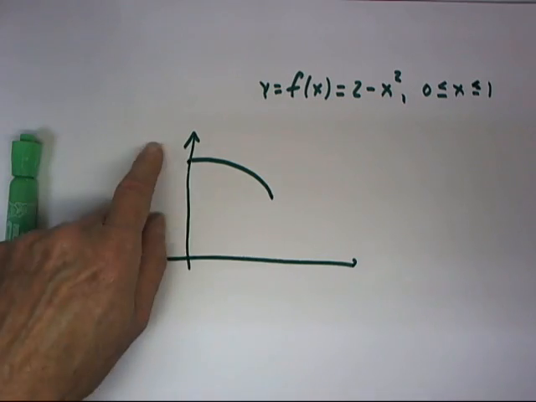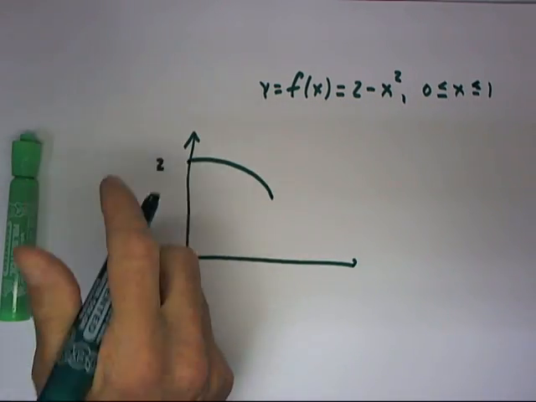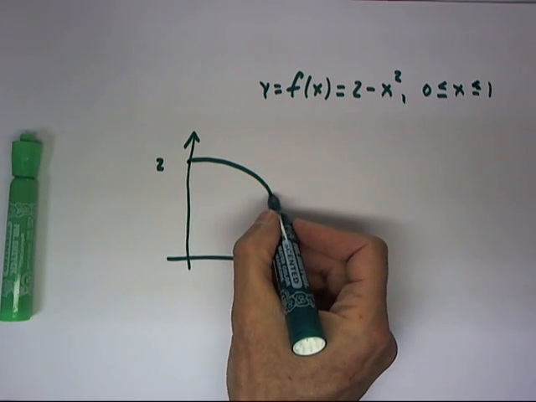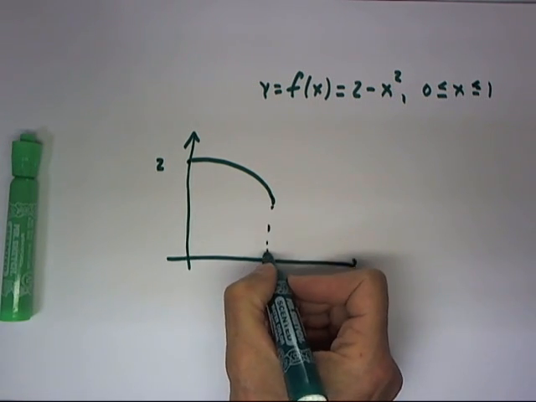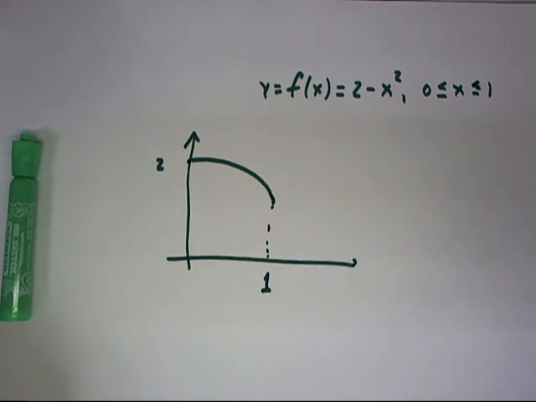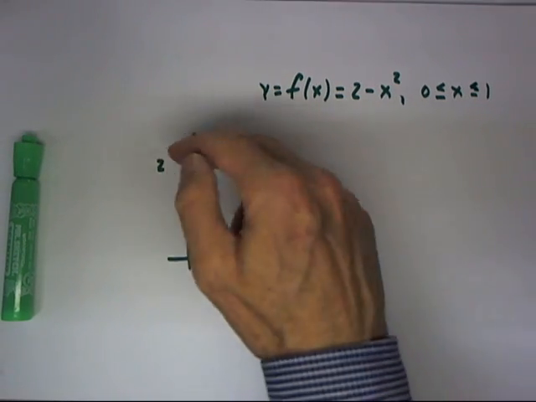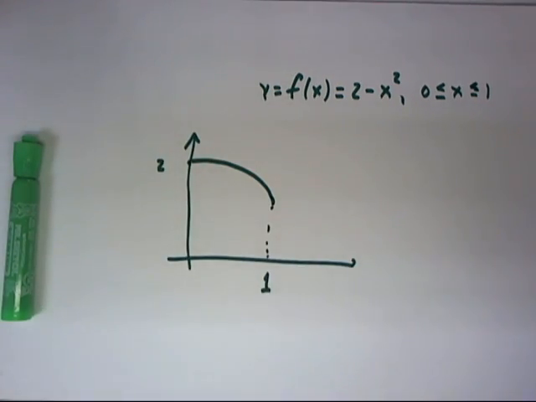It's going to look something like this. It's going to be a parabola centered at the point 0, 2 up here. It's going to come down to an altitude of 1 when x equals 1. And the integral can be thought of as representing the area between this curve and the x-axis.